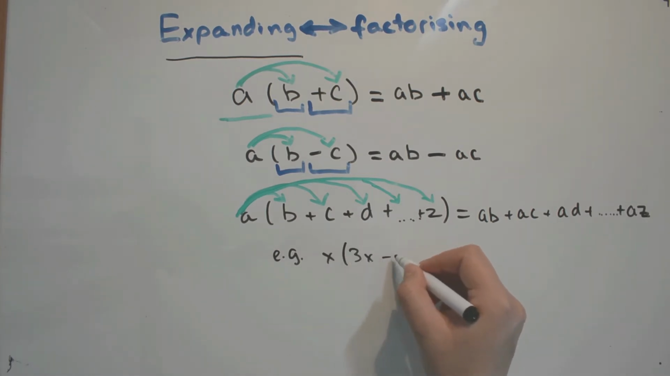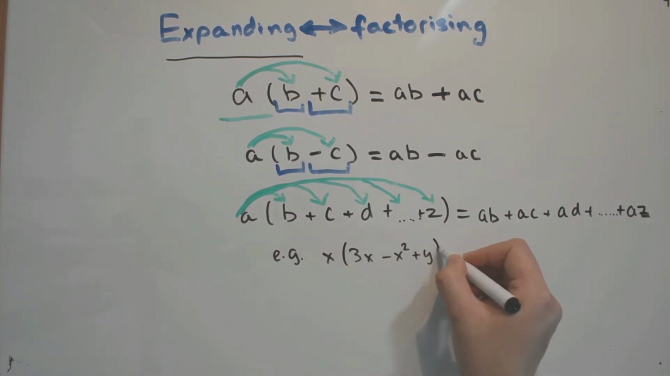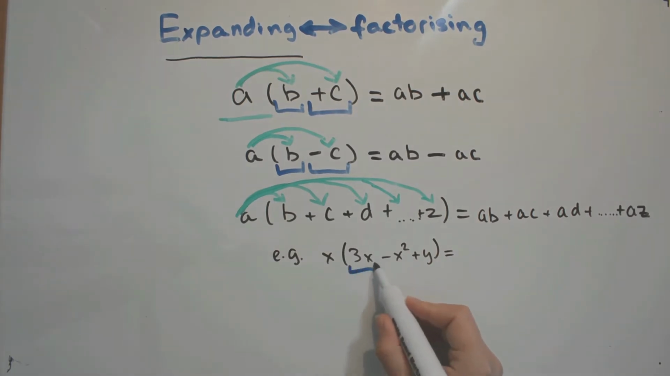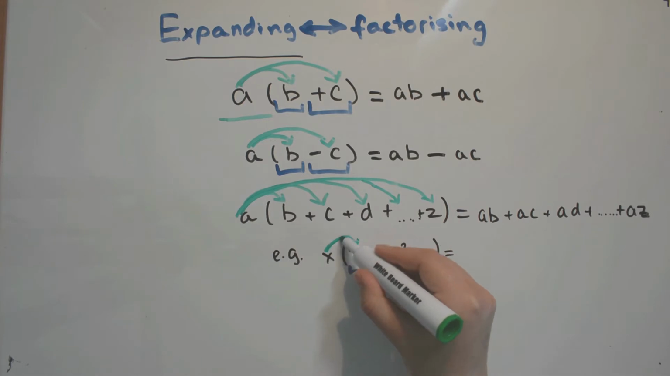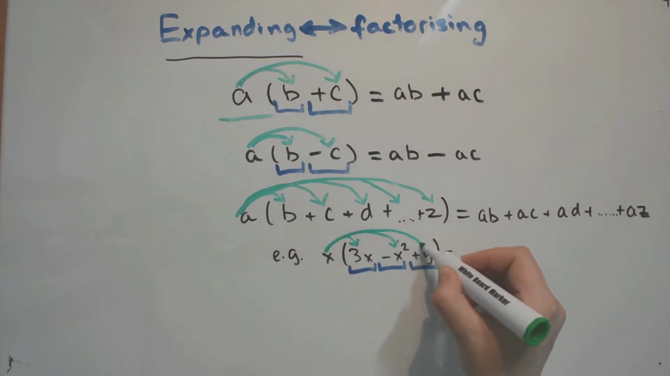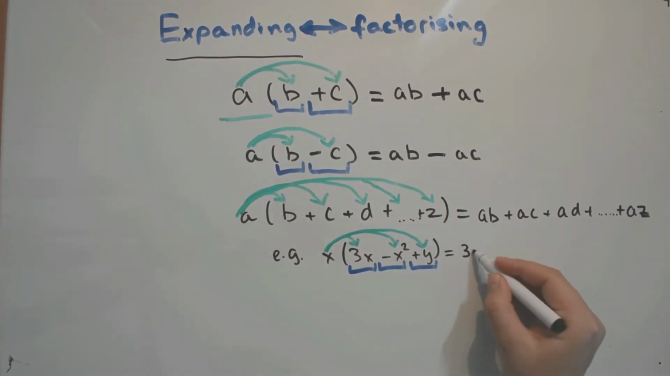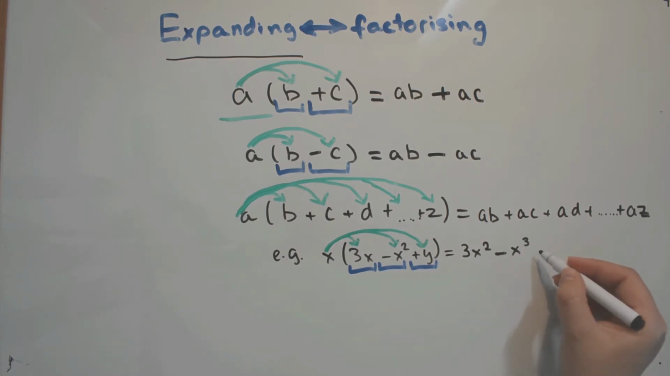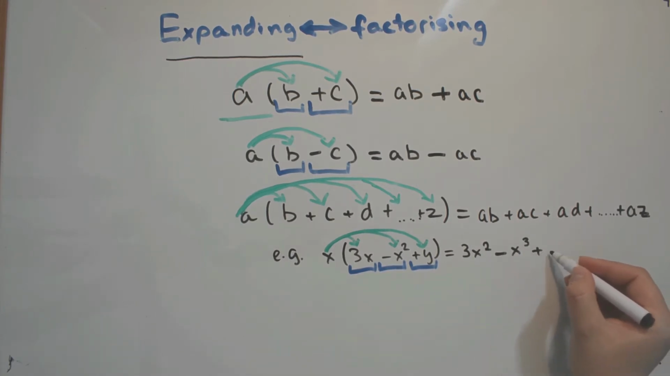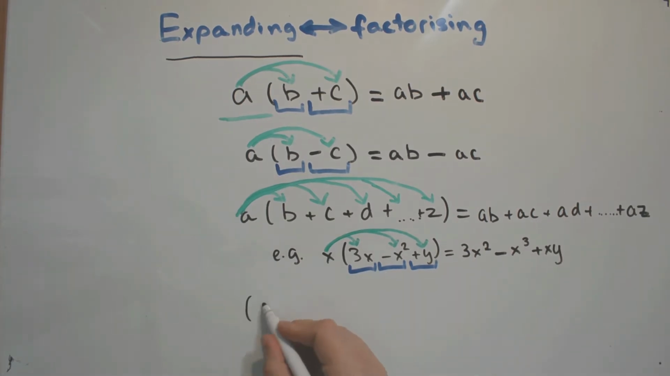Okay, our example is going to be x times, in brackets, 3x minus x squared plus y. So the first part is x times 3x, and that will be 3x squared, and then x times minus x squared, which will become minus x cubed plus xy.